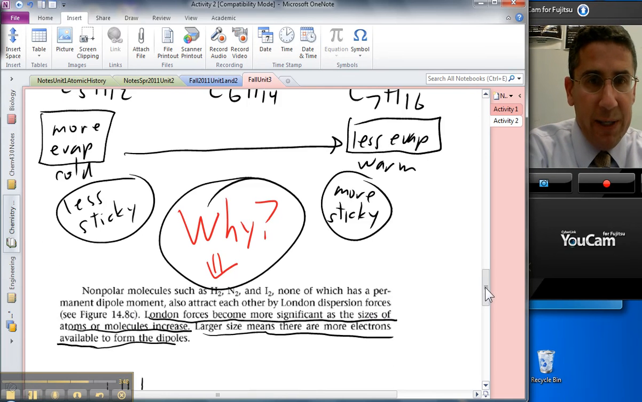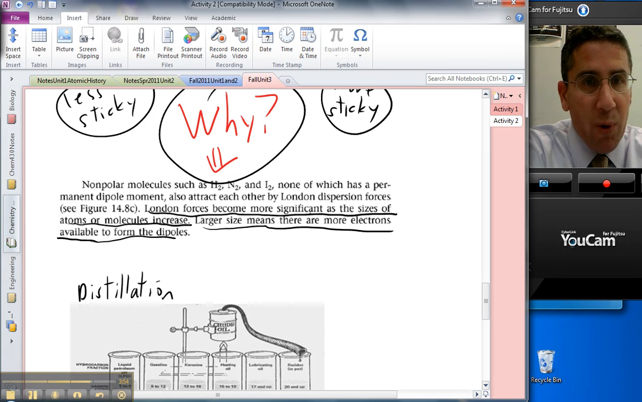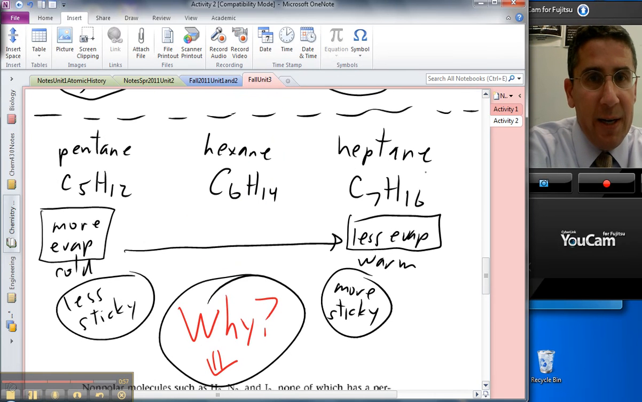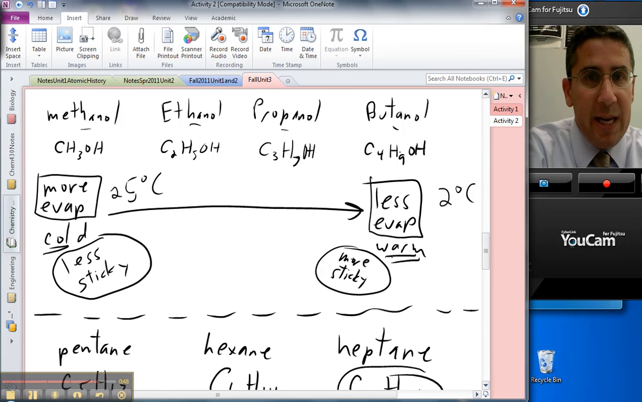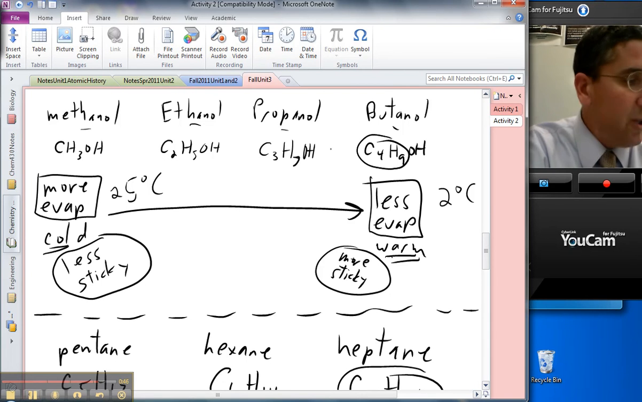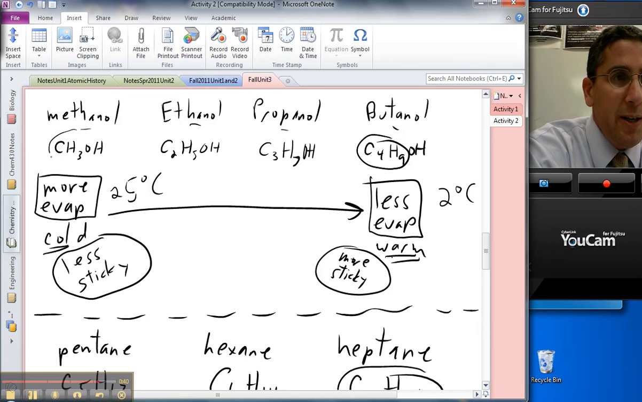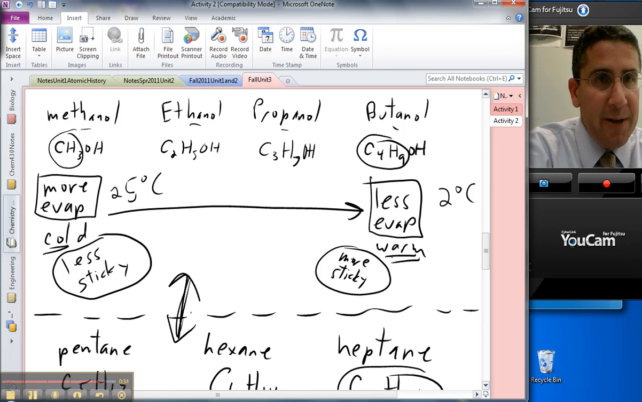Why? Well, we can go back to our reading and look at this idea that London forces become more significant as the size of an atom or molecule increases. The larger size means there are more electrons. All right? Heptane, more atoms, more electrons, stickier. Same thing here. Same with butanol. Bigger, more dispersion forces. Stickier, less evaporation. Methanol, not a lot there. Now we can compare the two, but we're not going to go that far. I don't want to go there. We're going to leave that alone, or you can ask me in class tomorrow morning.